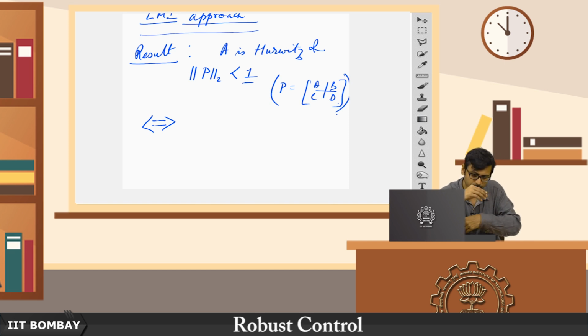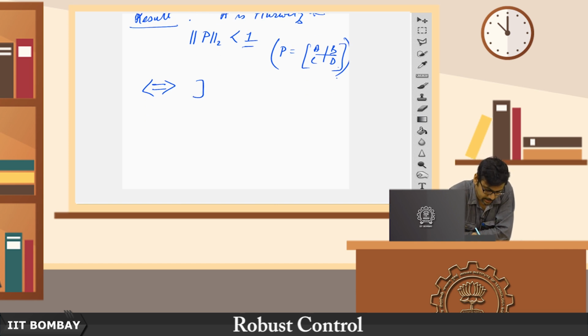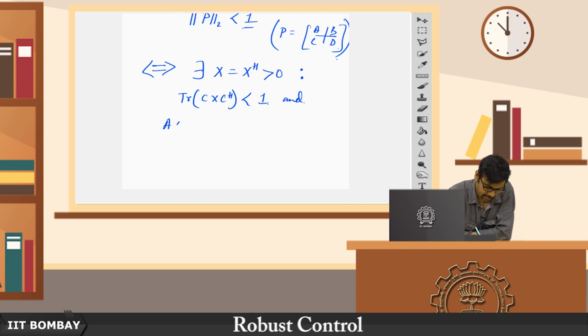So, now this problem, I am sure you will agree that the way it has been stated in the first line is tantamount to how we have already formulated the classical problem here. But now it turns out that this is equivalent to saying that there exists X symmetric or Hermitian greater than 0 such that trace of Cx C Hermitian is less than 1 and Ax plus X A Hermitian plus B B Hermitian is less than 0.